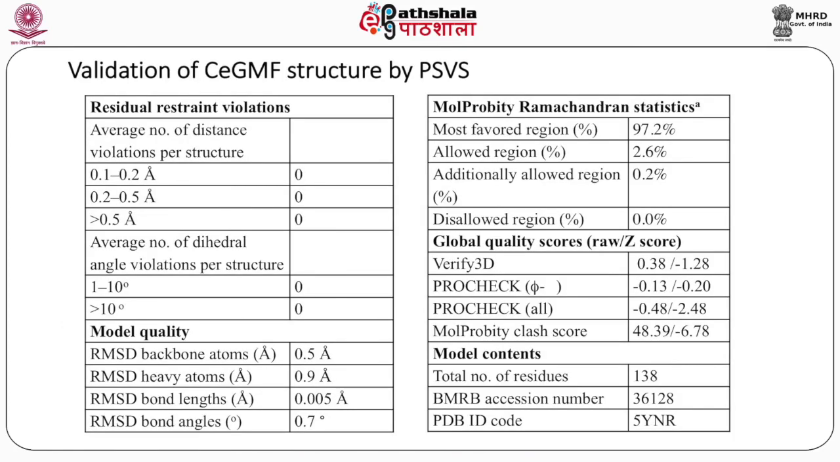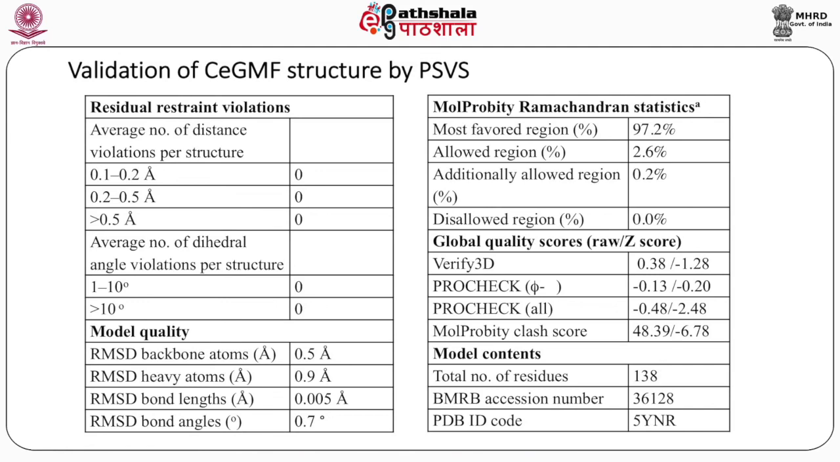Validation of CeGMF structure by PSVS. You have the residual restraint violations: the average number of distance violations per structure in the range of 0.1 to 0.2 angstrom is 0, 0.2 to 0.5 angstrom is 0, and greater than 0.5 angstrom is also 0. So, a good calculated structure should not violate the restraints or the NOE constraints that one has given, and when the constraints are violated, these are called NOE violations or distance constraint violations.